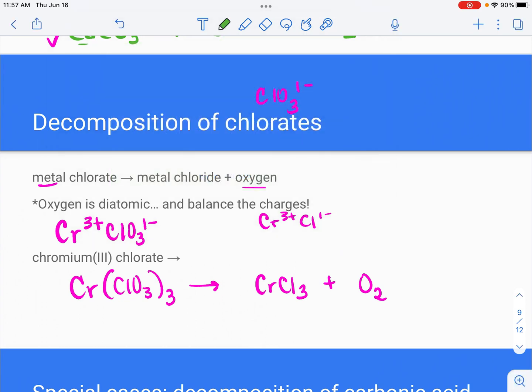And now I need to come in and add coefficients. I see 3 chlorine and 1 chromium, but 9 oxygen and 2 oxygen. So remember, when you have an odd number on one side and an even on the other, you have to double stuff. So let's double this, which means I have to double this. That takes care of 2 chromium, and 3 times 2 is 6 chlorine. Now I have 18 oxygen, so this is going to be 9 O2.